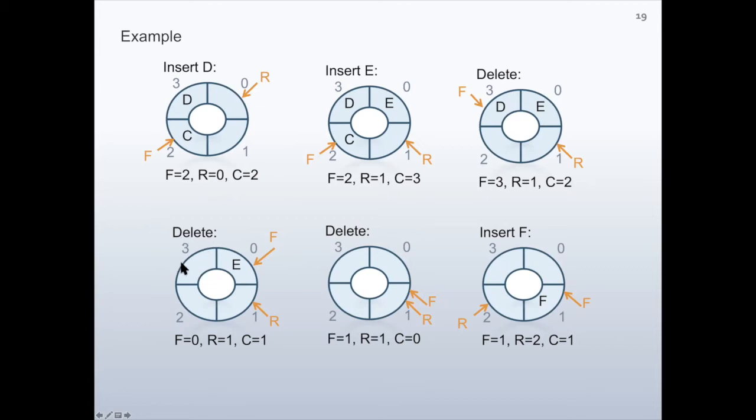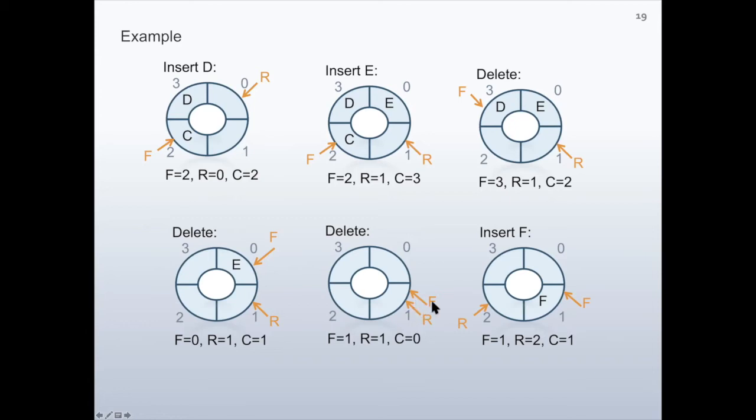Another delete operation. The item pointed by front is deleted from the Q. Front is incremented to point the next location. Previously front was 3. When it is incremented, it becomes 0 because the Q is circular. Count is decremented by 1. It becomes 1. One more delete operation. The item here is deleted and front is incremented by 1.